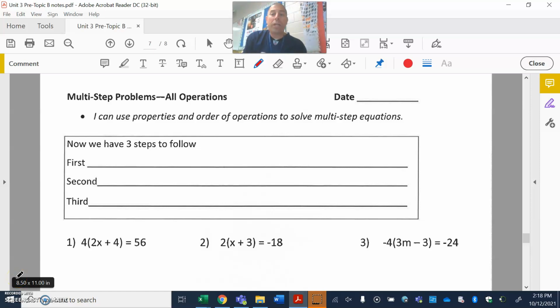Hey everyone, so today we are doing multi-step equations.